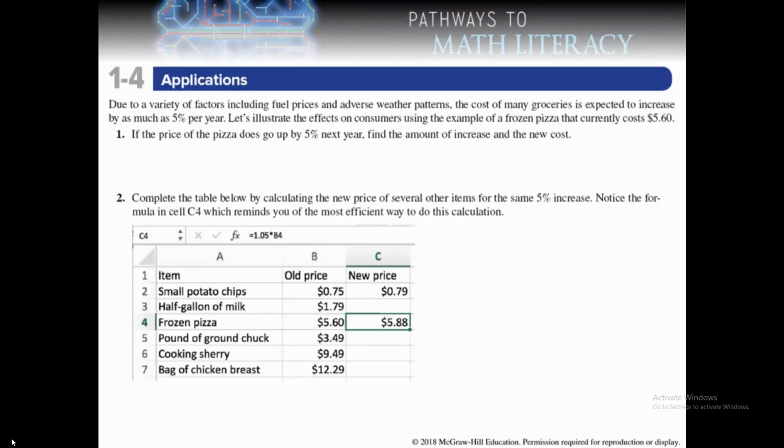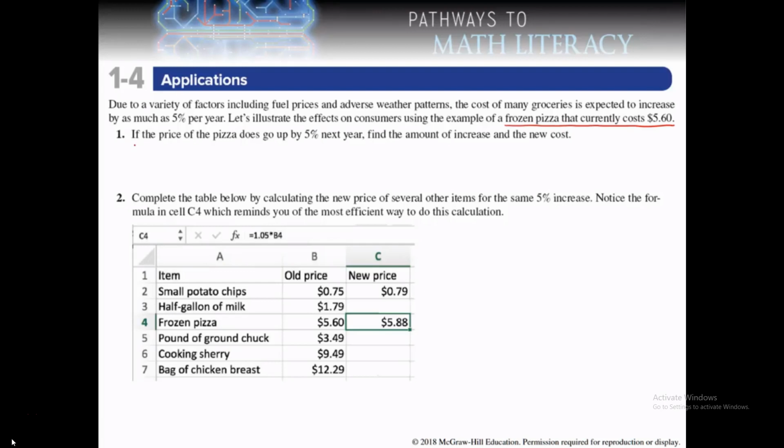The cost of groceries is expected to increase by as much as 5% per year. So we're going to look at a frozen pizza that currently costs $5.60. In number one, if the price of the pizza does go up by 5% next year, how much does it go up and what's the new cost?